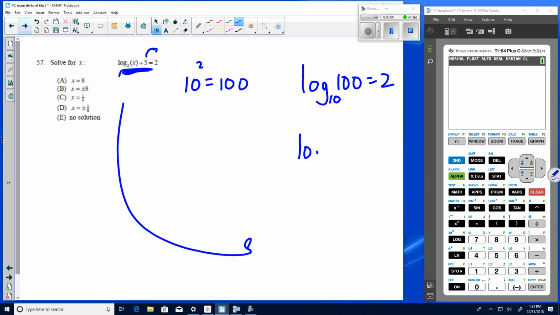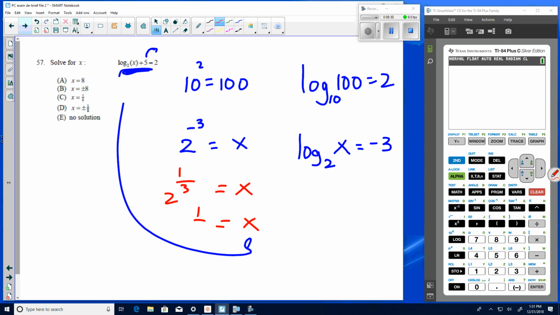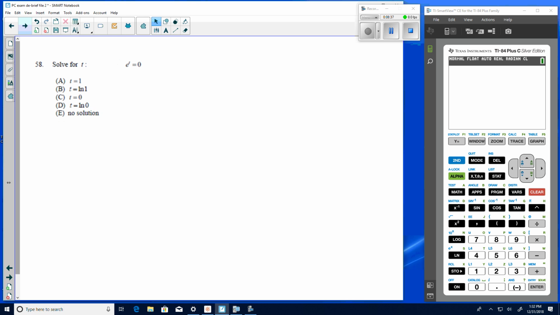So we have log base 2 of x is equal to -3, right? By moving the 5 over, subtract 5 from both sides. And then the translation, 2 raised to the -3 power is equal to x. And as long as you know how negative exponents work, this is pretty straightforward. This is 1 over 2 cubed, which is 1 over 8. Okay? 1/8, choice C.